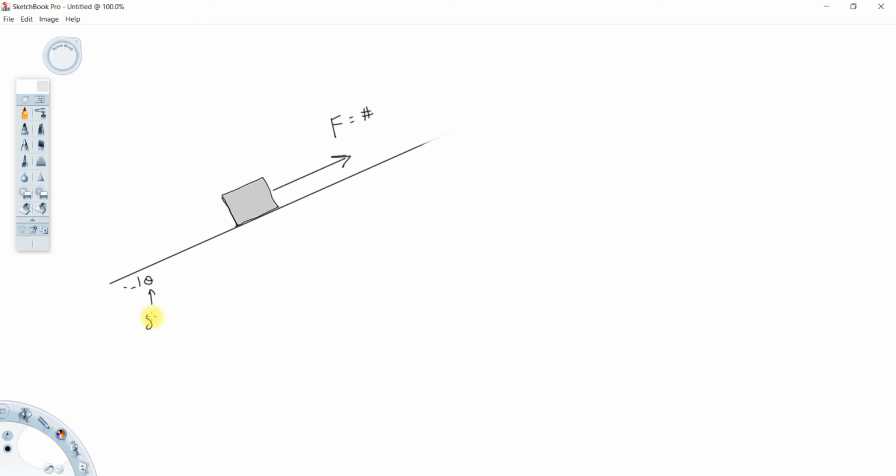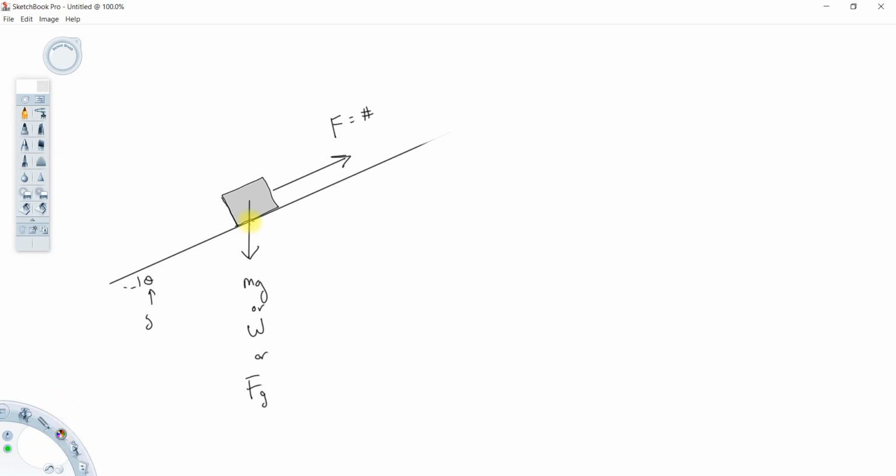Now you have to draw the rest of the free body. The gravitational force is straight down. All gravitational forces are straight down, at least like at the surface of the Earth. I usually draw it mg, or you can call it the weight, or you can call it the force of gravity. Any of those are perfectly fine.